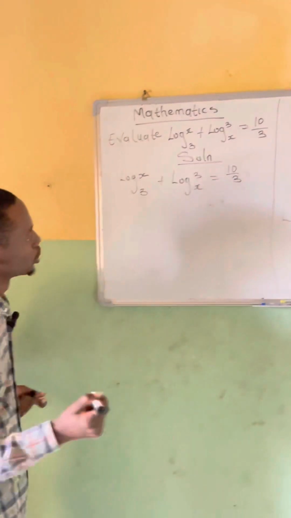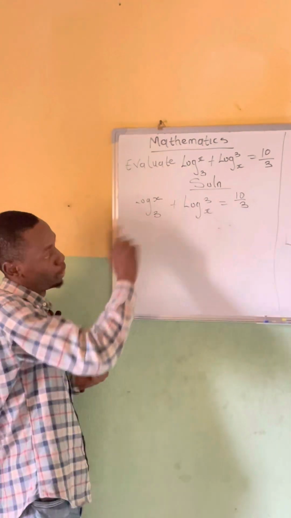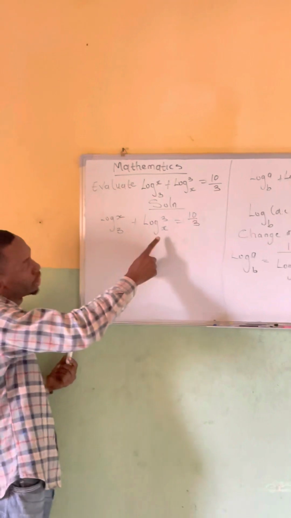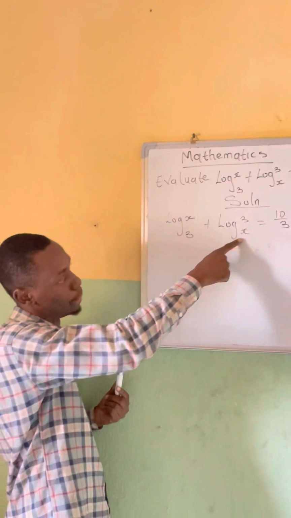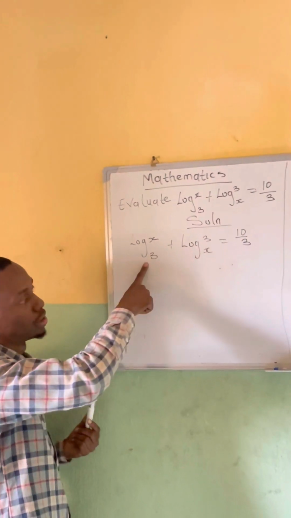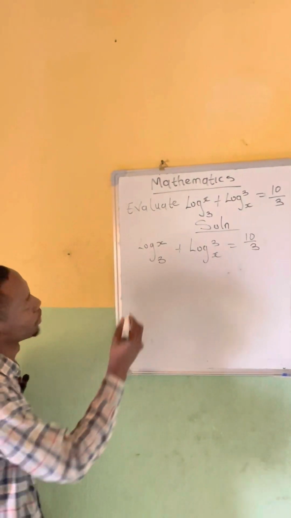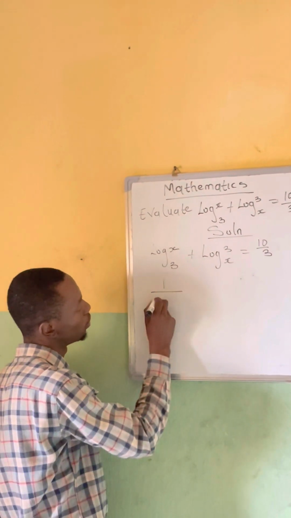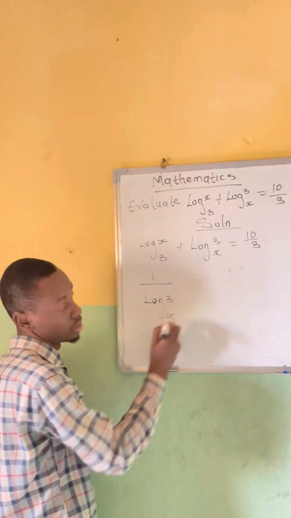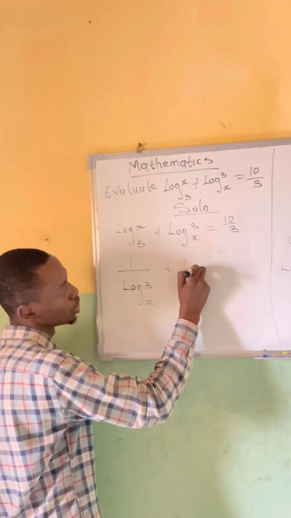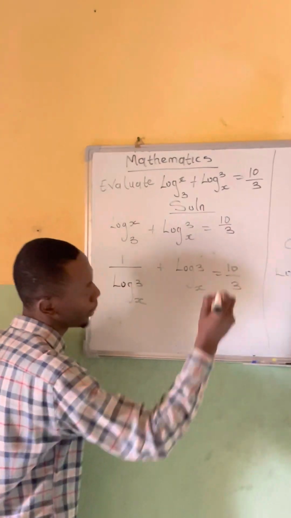Alright, let's proceed. I can pick any of them to change the base. I can pick this and change the base, because the base will become x and here will still become x. Or I can pick this one and change the base. The base will become 3 and then the base will still remain 3. So which of them do you want us to pick? Alright, I pick the first one. So I have 1 all over log 3 base x plus log 3 base x is equals to 10 over 3.